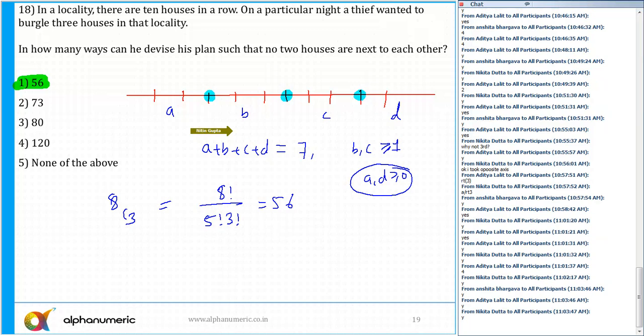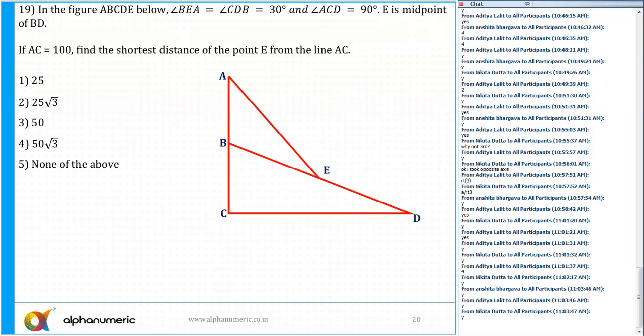Okay. So 18th is done. 19th. What is the answer for question number 19? In the figure ABCDE below, angle BEA is 30 degrees. So angle BEA, this angle, is equal to 30 degrees.